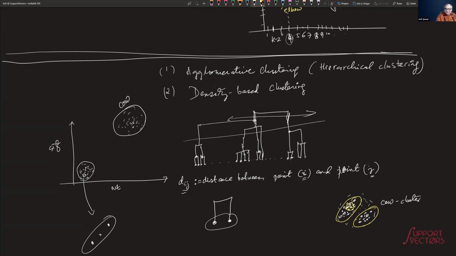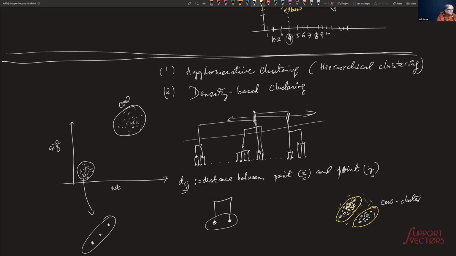Hierarchical clustering, the idea is quite simple, and it is very commonly used also. I think after k-means clustering, the most commonly used clustering algorithm is hierarchical clustering. There is no magic to it. It only leaves one point though unanswered.